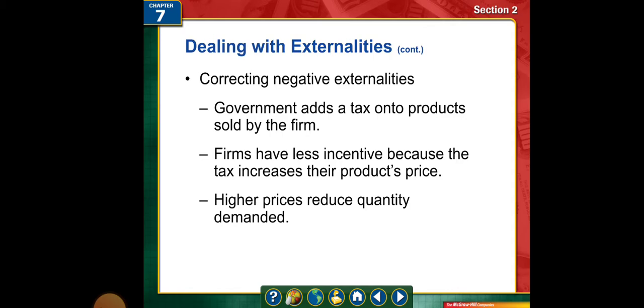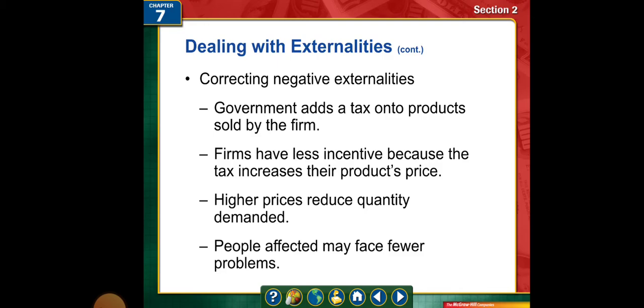Again, how to deal with externalities, correcting negative externalities. How to correct the negative externalities: the government has to intervene by adding a tax onto some products sold by the firm. Firms have less incentive now because the tax increases the product's price, of course. Higher prices reduce the quantity demanded. And this is the main aim for the government for this particular product. People affected may face fewer problems.